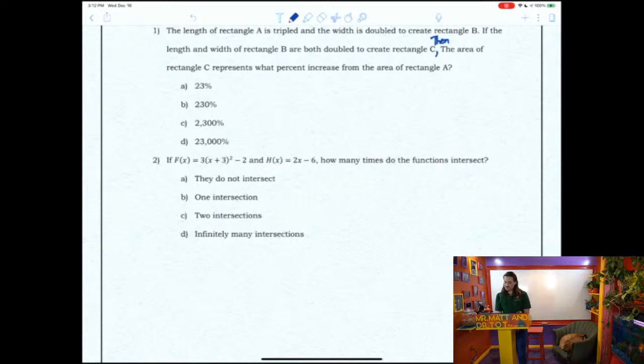Question number 2 says, if f of x is equal to 3 times the quantity x plus 3 squared minus 2, and h of x is equal to 2x minus 6, how many times do the functions intersect? So I'll give you 6 minutes, and 2 minutes in I'll start to solve.